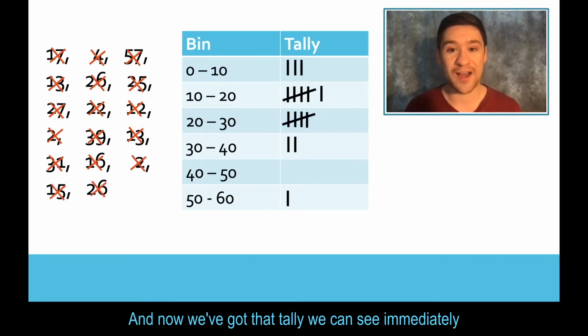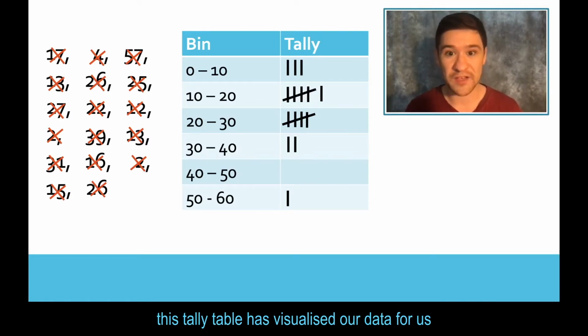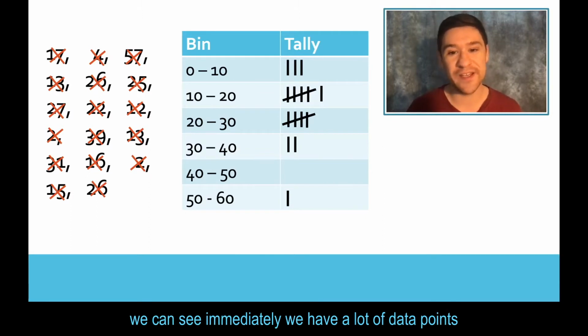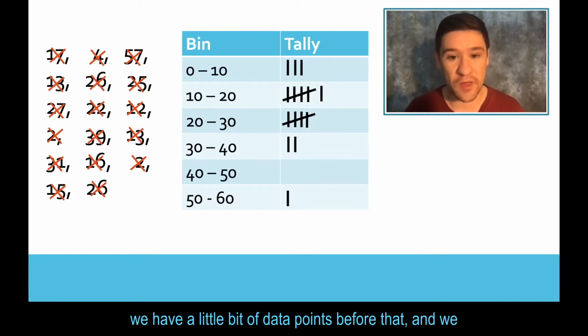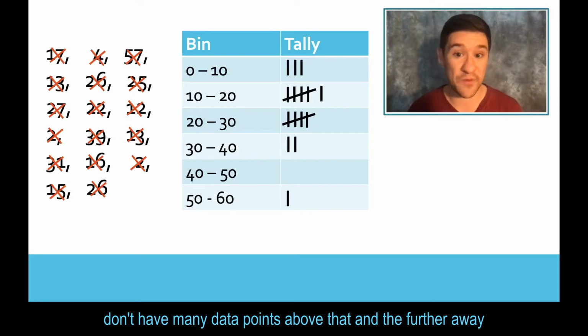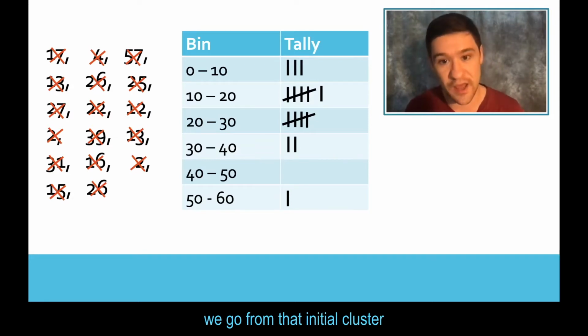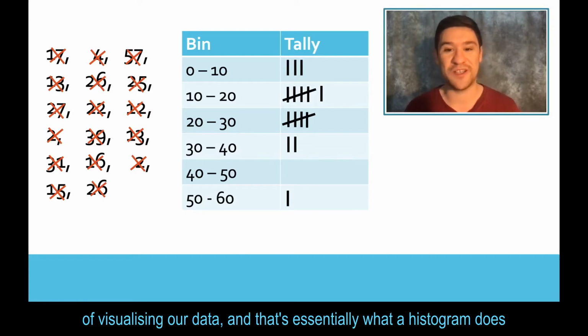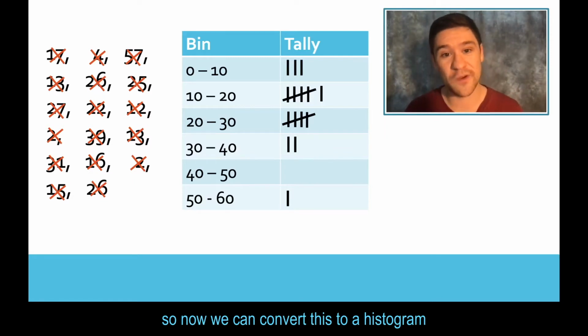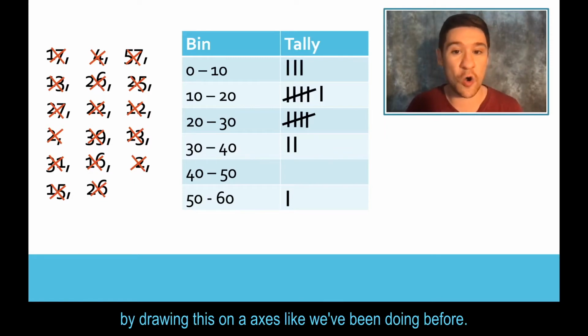And now we've got that tally, we can see immediately this tally table has visualized our data for us. We can see immediately we have a lot of data points around the sort of 10 to 30 area. We have a little bit of data points before that, and we don't have many data points above that. And the further away we go from that initial cluster, the fewer data points we are getting. And that does a really good job of visualizing our data. And that's essentially what a histogram does. So now we can convert this to a histogram by drawing this on an axis like we've been doing before.